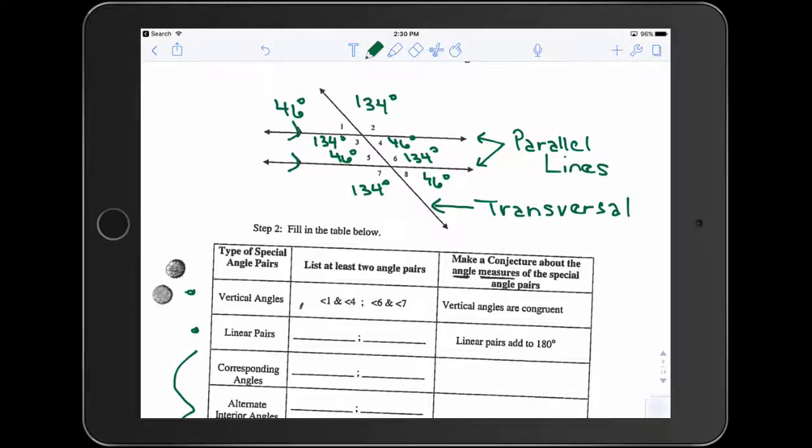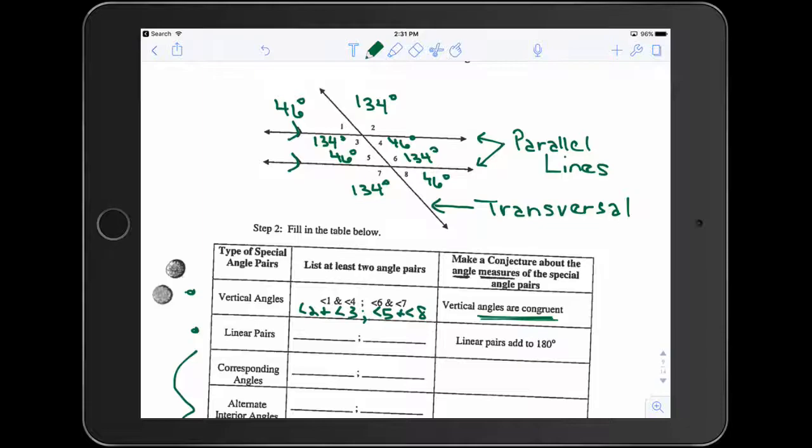Obviously, we can say angle 2 and 3. Those are vertical angles. And what else do we have here? We could say angle 5 and 8. So we're not listing all of the angle pair relations. We're just listing a couple to make sure that we understand the different angle pair relations. So vertical angles are congruent. We know that from prior experience.